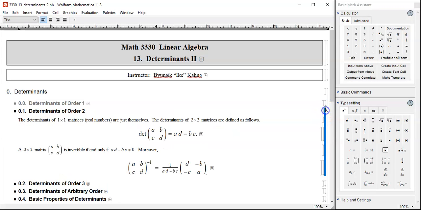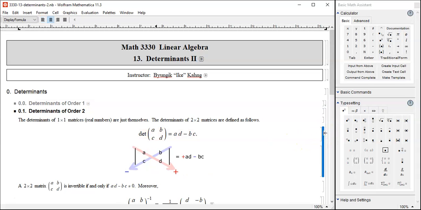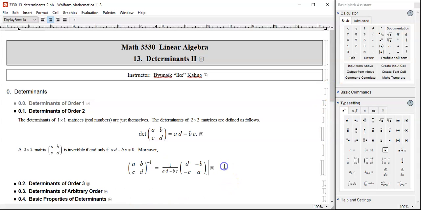Okay, the next simplest case is the determinants of order 2, the simplest non-trivial case. The determinant of a 2x2 matrix ABCD is defined as AD minus BC, following this crisscross rule or zigzag rule. One of the more important applications of it is the inverse matrix formula. And here, please note that the denominator, AD minus BC, is nothing other than the determinant. So this whole formula is invalid when the determinant is 0.